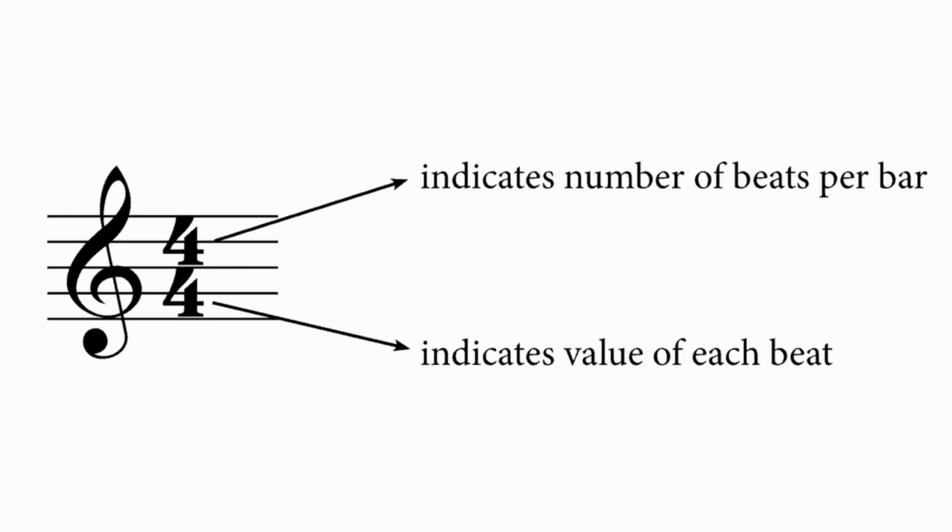The top number is how many beats are in each measure, and the bottom number is what note gets the count. The bottom is a little more complicated, so I'll go into more detail. Since it's 4, a quarter note would get the count. But you might ask, wait a minute, what is a quarter note?